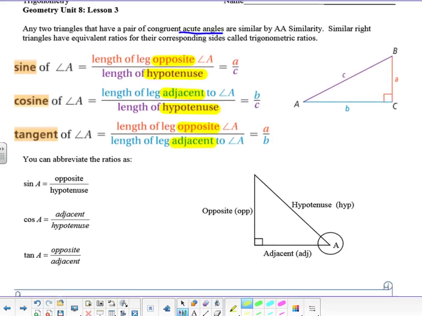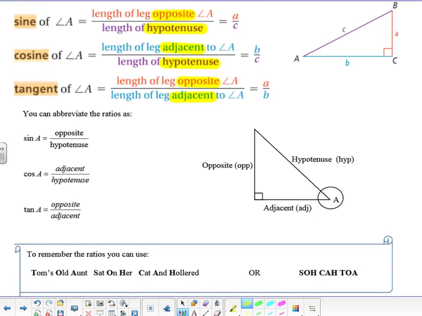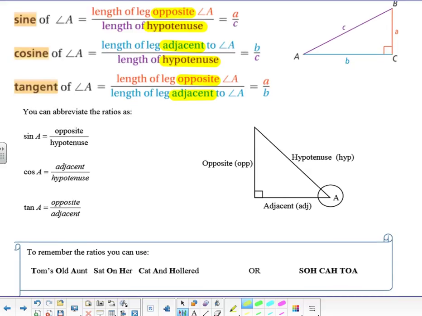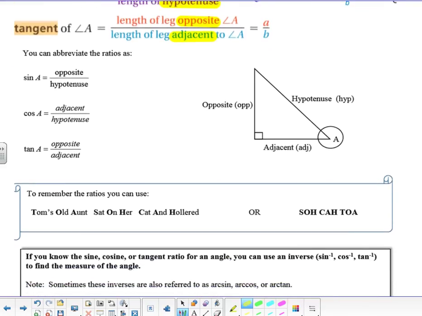So we can abbreviate the ratios this way. The sine of A is opposite over hypotenuse, the cosine of A is adjacent over hypotenuse, and the tangent of A is opposite over adjacent. We've got a couple of sayings that people use to remember the ratios. "Tom's old aunt sat on her cat and hollered" is one. So tangent is opposite over adjacent, sine equals opposite over hypotenuse, and cosine equals adjacent over hypotenuse, right?